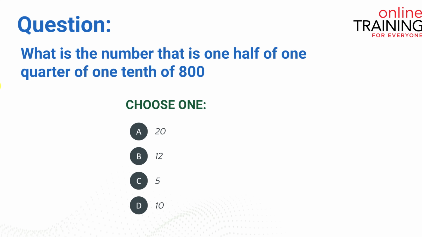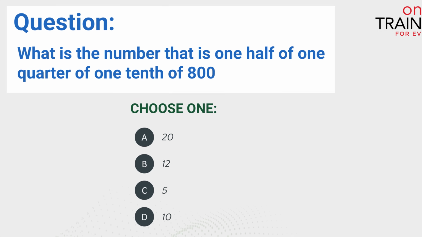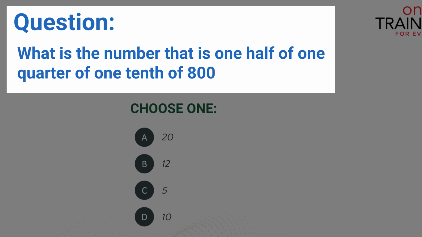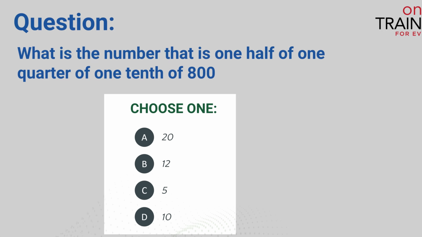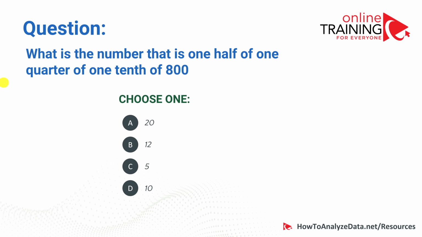And now let's look at the question, which is frequently used as part of numerical reasoning tests. What is the number that is 1/2 of 1/4 of 1/10 of 800? And there are 4 choices: 20, 12, 5, and 10. How would you answer something like this? Let's go ahead and take a look.